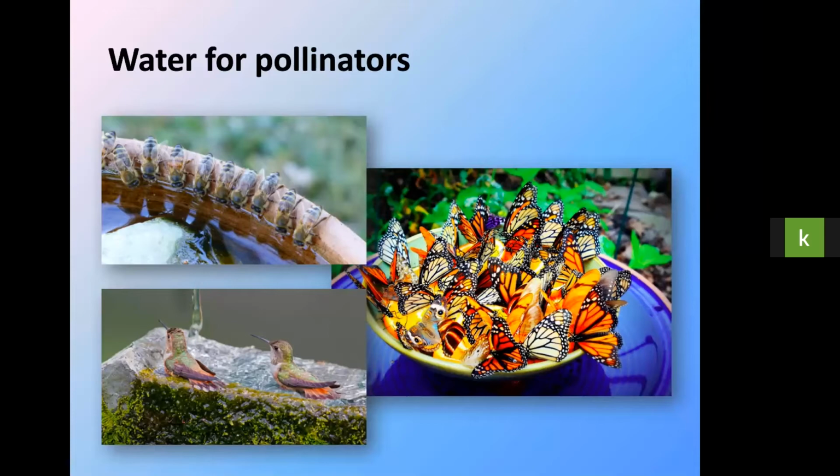Different bees and other types of insects, sometimes it's hard for them to get into really deep containers with really steep sides. So having something that's shallow, putting different rocks or pebbles inside so that they have something to land on, is a great way to create a little water source for many of these different types of animals.